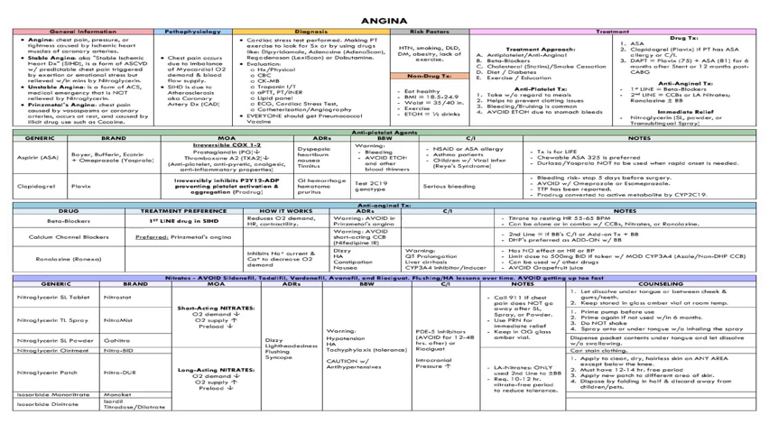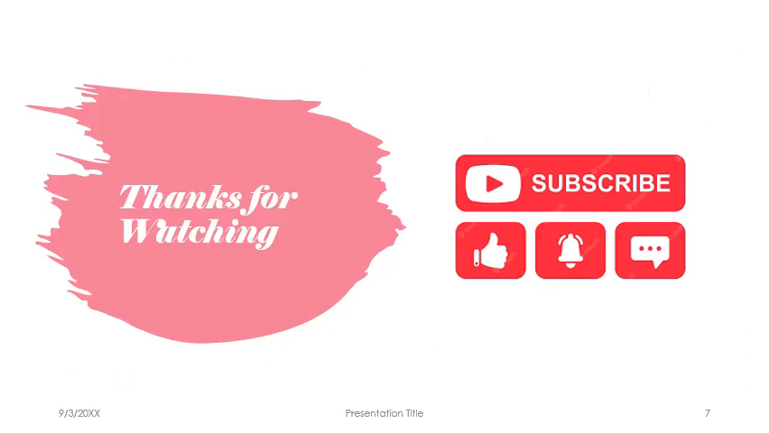Dispose by folding in half and discard away from children and pets. This applies to any drugs you are using: keep away from children and pets. So this is short and brief, and the most important information about angina which we have covered.